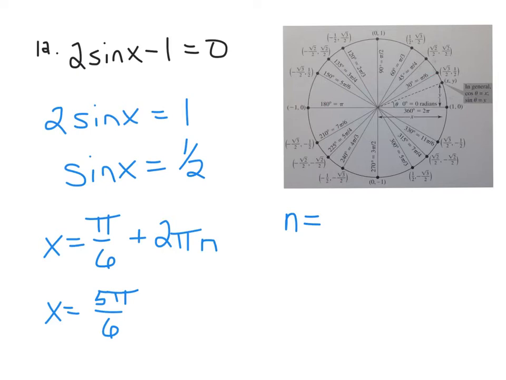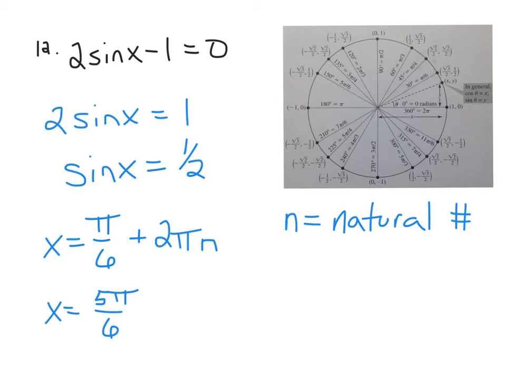Remember, whole numbers are 1, 2, 3, 4, 5. I guess whole numbers include 0. Sorry. So really we're talking about natural numbers. Natural numbers are 1, 2, 3, 4, 5, etc.